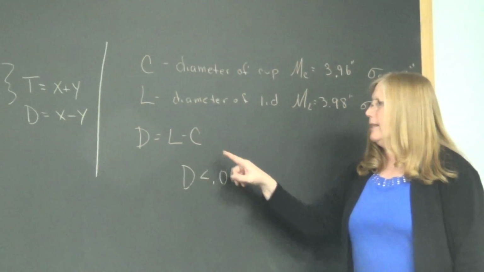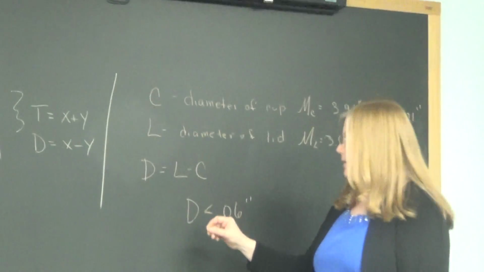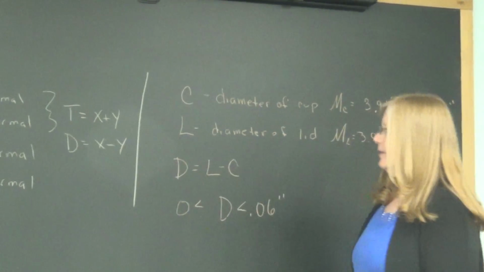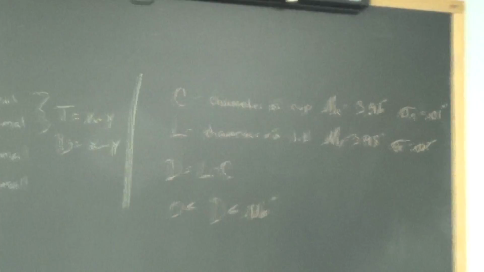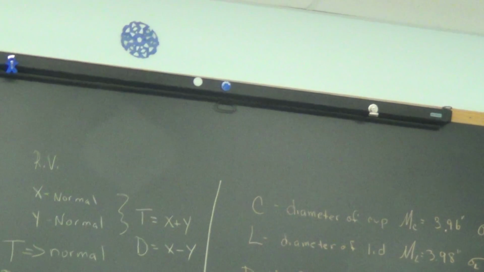I think the lid would fit if the difference between the lid and the cup diameter is less than 0.06. We don't want it to be 0, so I'll say greater than 0. Between 0 and 0.06. Does that make sense? It makes sense to me.